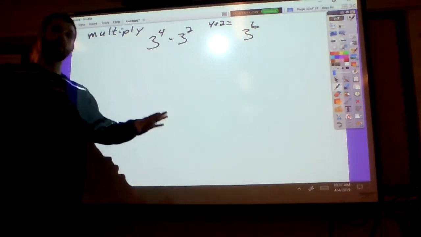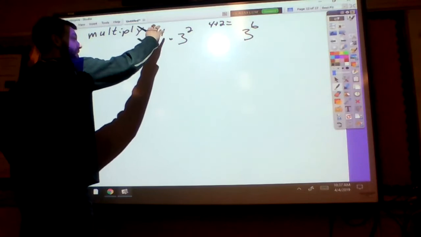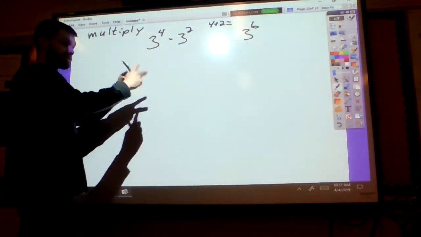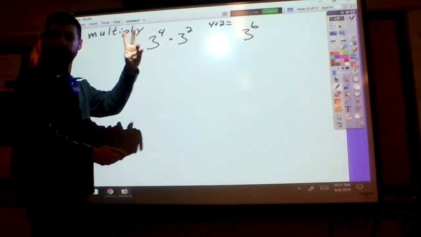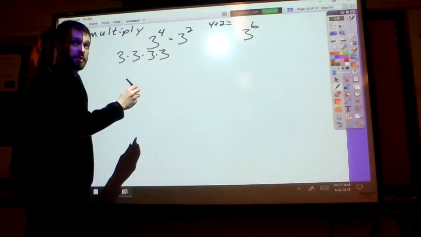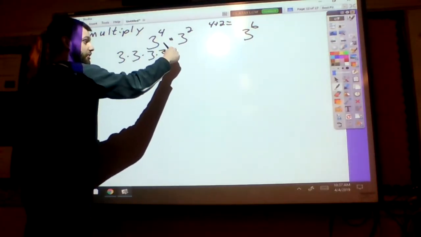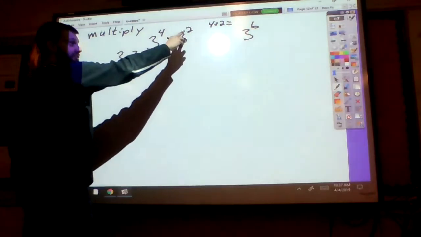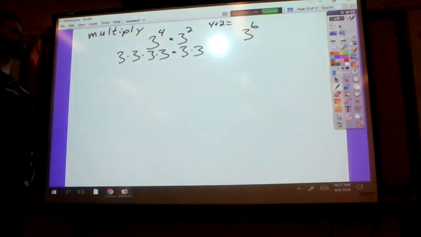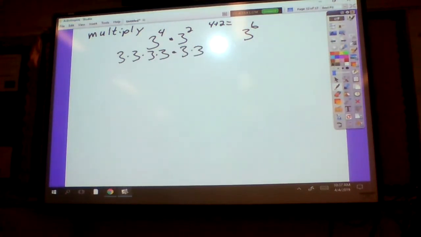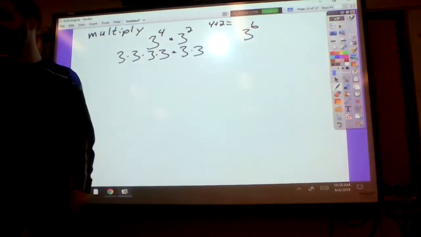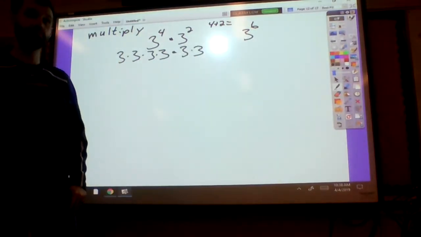Now, if I wanted to show my work on this, I could write this out in expanded form. This first part is 3 times 3 times 3 times 3, right? 4 3s. Then the multiplication right here would go in the middle. And then this is 3 times 3. Now, how many 3s do I have total? 6 3s. All right, that is the proof. This is why you can add them together. We would end up with 6 3s. Okay? Good? All right, next rule.